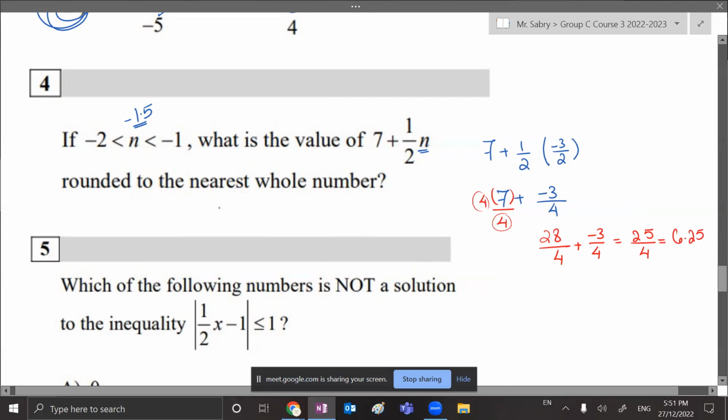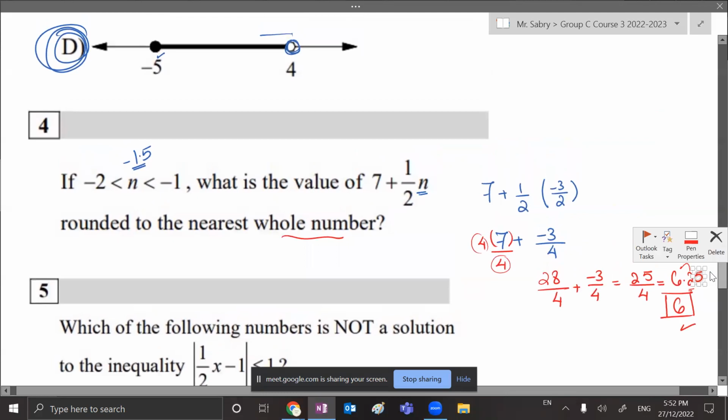So if I'm asked to round to the nearest whole number, it means that I'm supposed to approximate this. And since it's 6.2, then when it's approximated, it will become just 6. So the final answer must be 6, nothing else, not 6 point something. It will be considered incorrect. Does that make sense? Awesome. Everyone, we're good?